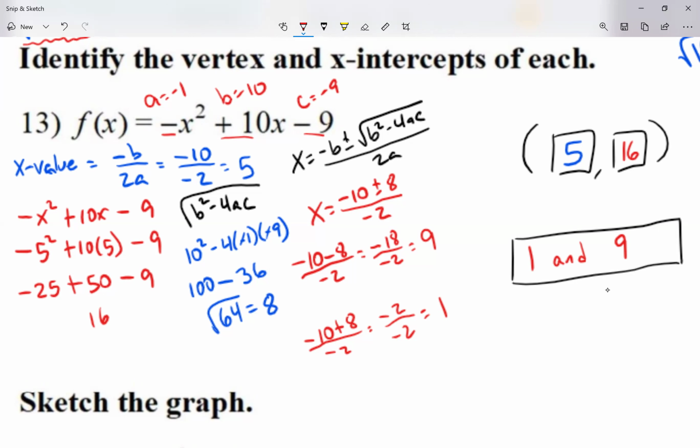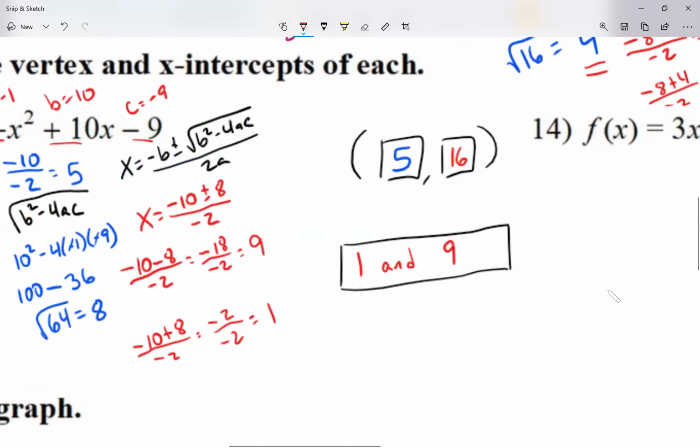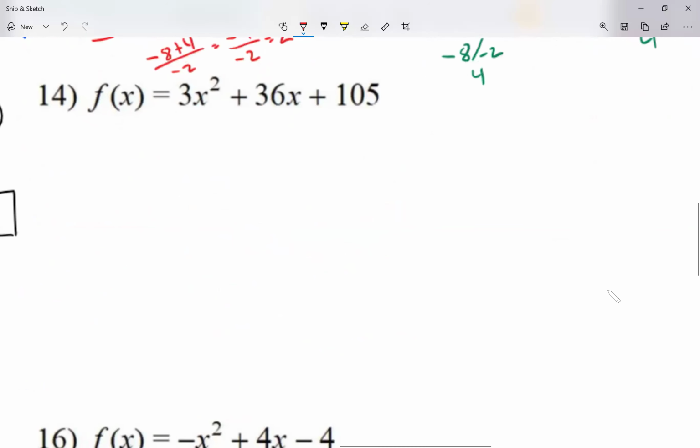Now, some of you guys might be thinking, this is very similar to yesterday's work. Yeah, yesterday we identified the zeros and the vertex. So obviously the vertex is going to be the vertex. Now zeros or x-intercepts is the same thing. It's a different name, but it's the same thing. So let's take a look at one more example here.